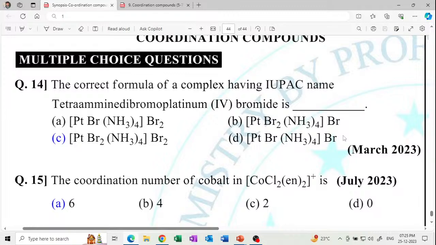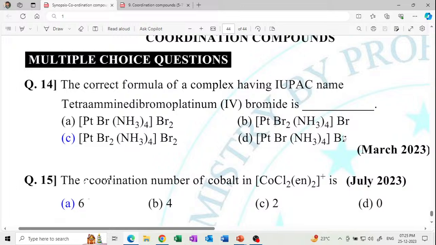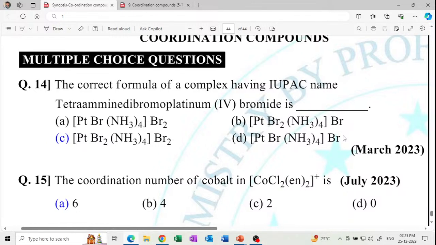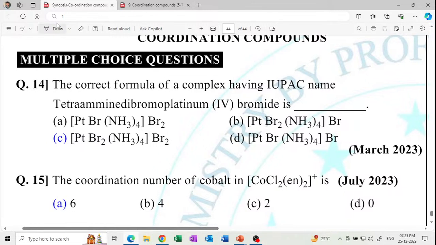The coordination number of the cobalt in [CoCl2(en)2]+ is what? Cl2 stands for 2 chlorides. Chlorine is monodentate, so that is 2. And ethylene diamine is a bidentate ligand, so this is 4. It donates 4 electrons, so ethylene diamine gives 4, and chlorine is a monodentate ligand, so it donates 2. That's why 2 plus 4 is 6. So the coordination number is 6.